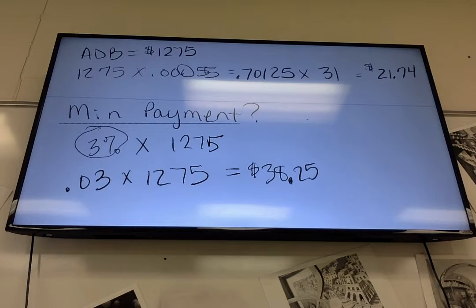So, here's something I'm hoping to convey by this lesson. Notice that if you charge $1,275, you're only going to have to pay $38.25 a month. But $21.74 of that is interest. So if I subtract those, you've only paid off $16.51 of the $12.75 that you charged. So yeah, you're paying it off, but it's extremely slow if you only pay the minimum.